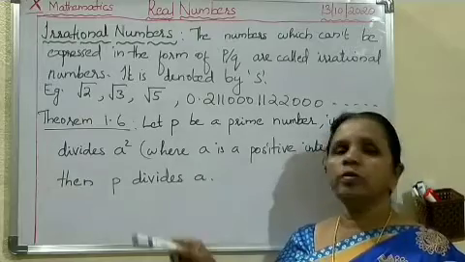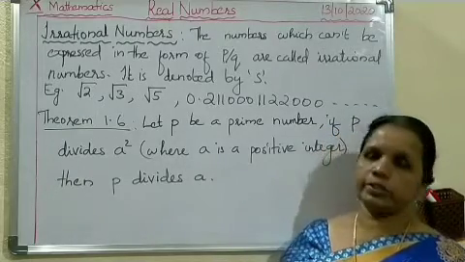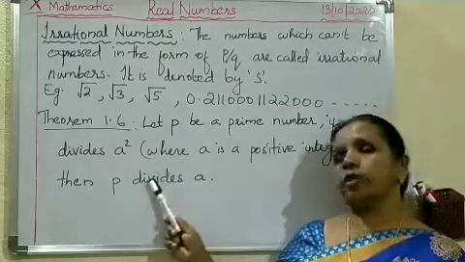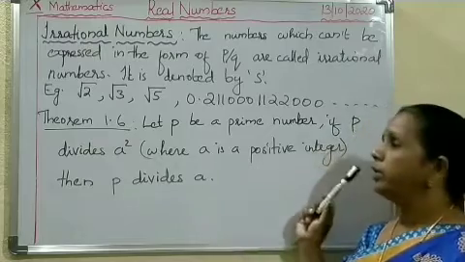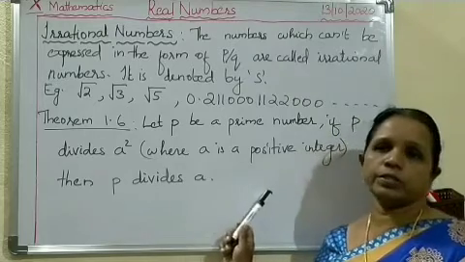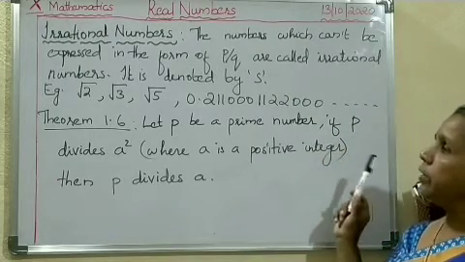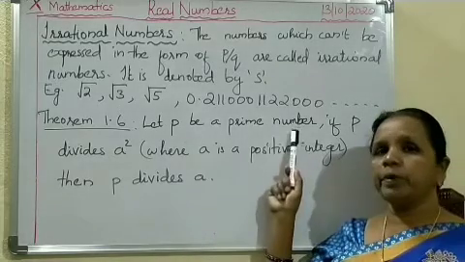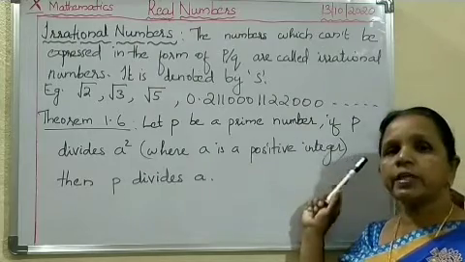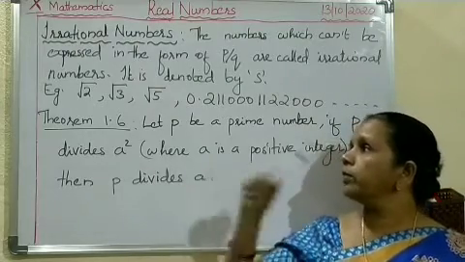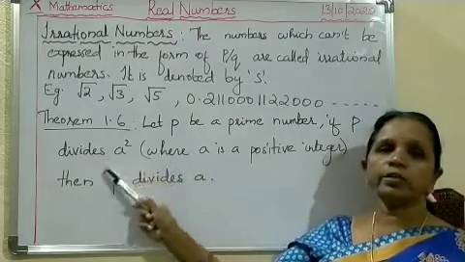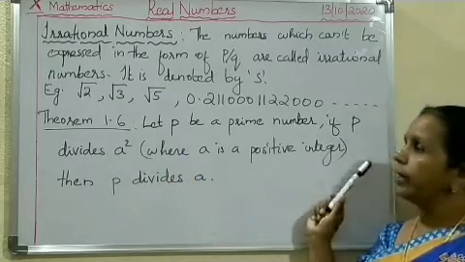Now we are going to learn theorem 1.6. Let p be a prime number. If p divides a squared, where a is a positive integer, then p divides a also. That is theorem 1.6. If a prime number divides the square of a positive integer, then it divides that positive integer also. Once again, let p be a prime number; if p divides a squared, the square of a positive integer, then p divides a also.